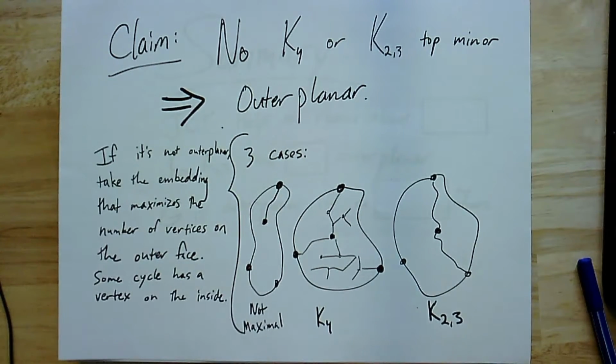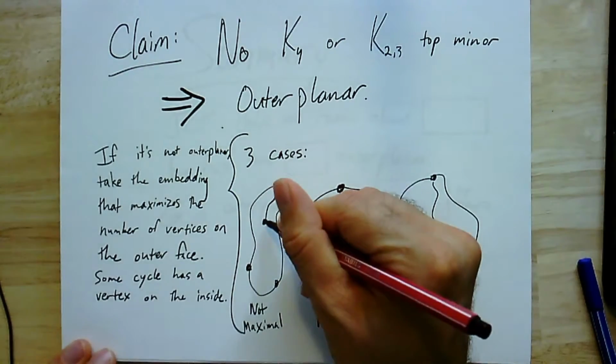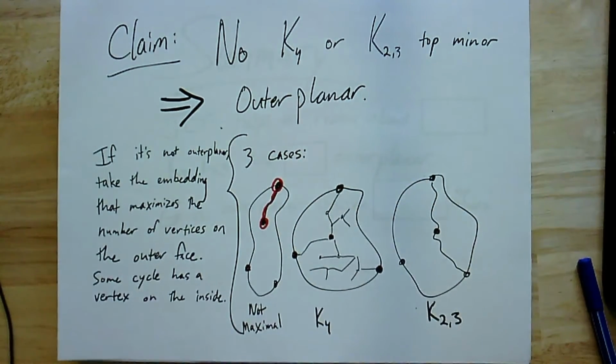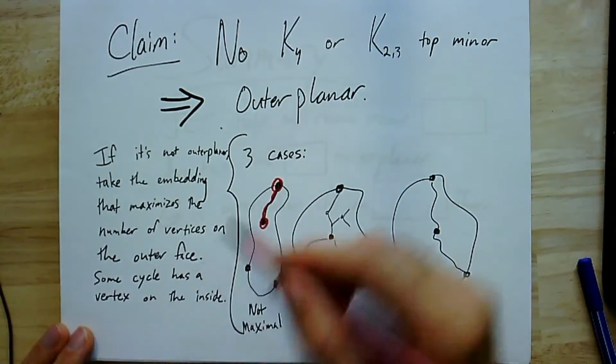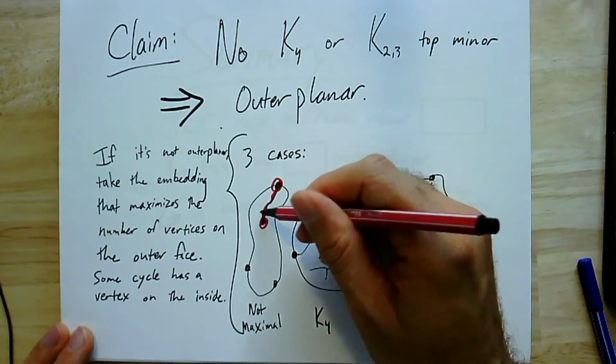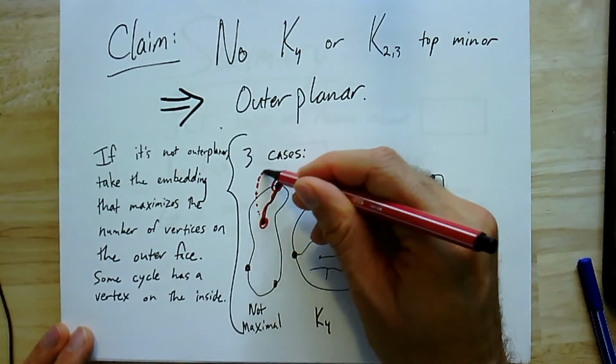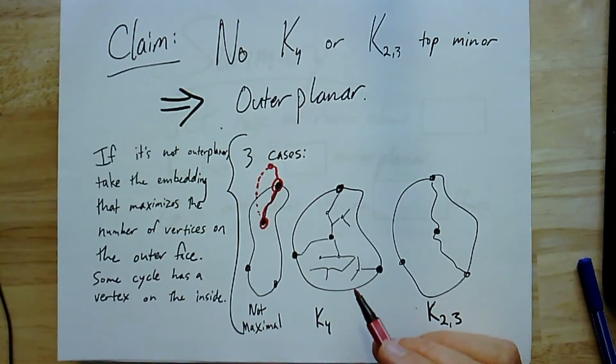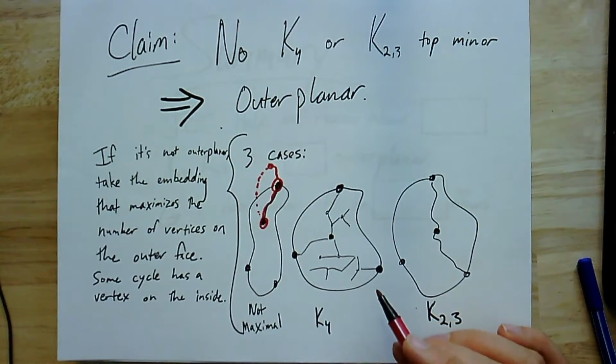there's a couple cases to consider. One is where I can find a vertex that's only connected to, say, one vertex on the cycle. Well, that means it wasn't maximal, because I could have taken this part of the graph and brought it out to the other side. And I would have had at least one more vertex on the outer face.